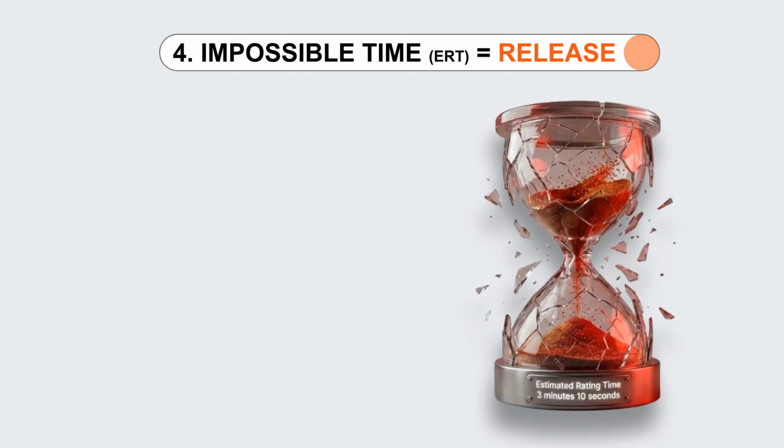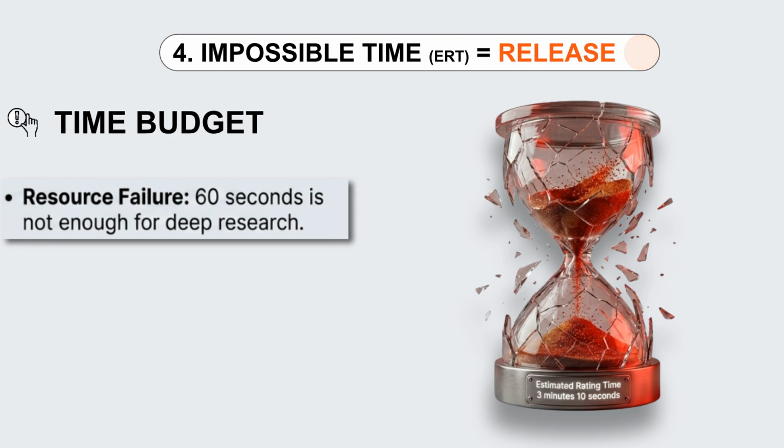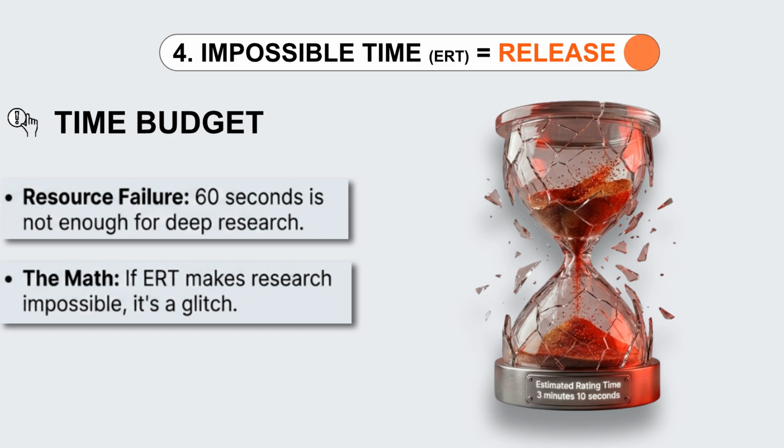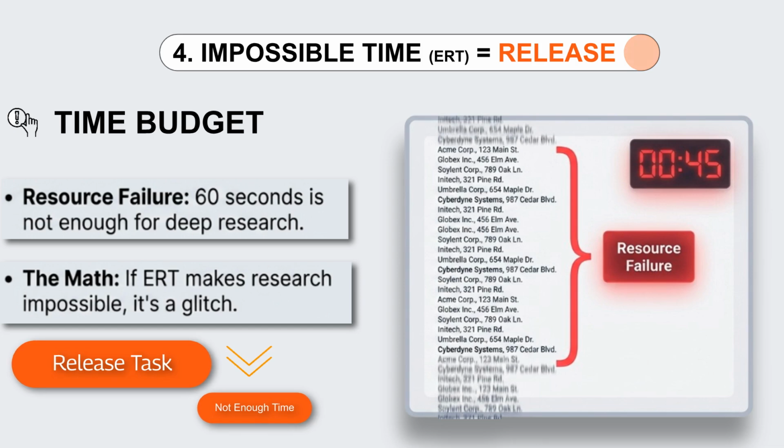Have you ever had a task with a mountain of work, but the timer on the platform only gives you 60 seconds? Everybody knows that professional research takes time. If the estimated rating time displays an impossible time to complete the task, or the time is so small that you can't even read the names of the businesses, the system itself has a problem. This is known as resource failure. In this specific case, you release the task for not enough time.